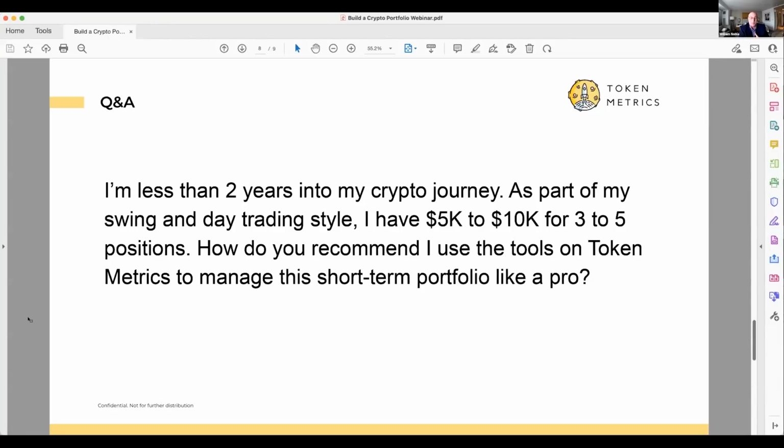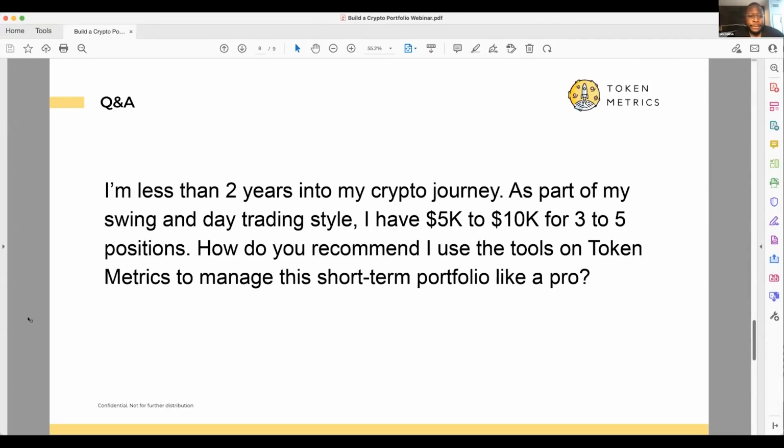So you don't have to bet the whole 5 to 10K all at once. You can put 5 to 10% in any one coin, and as you win, you can add to your positions. All right. So that's how I would answer that question.